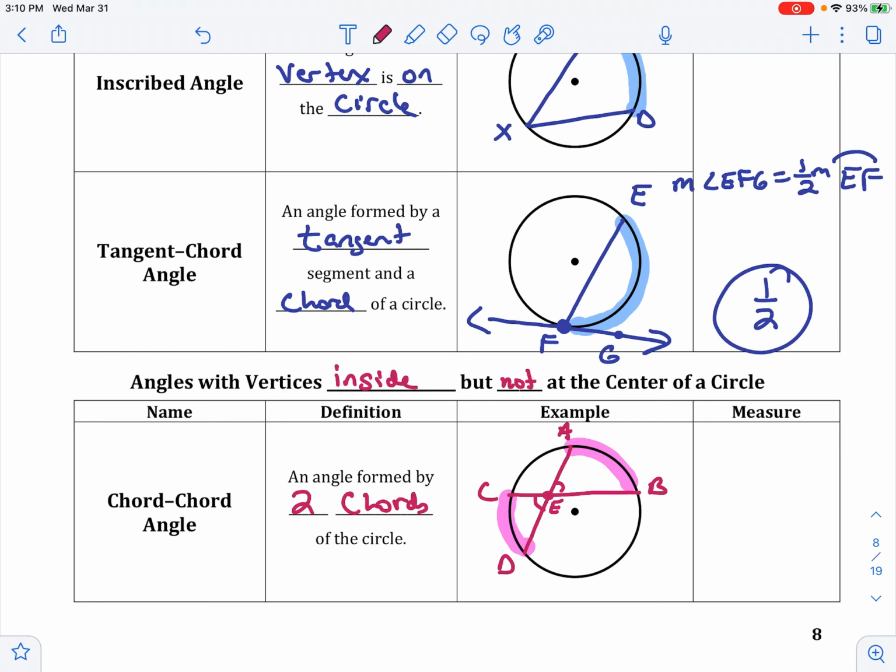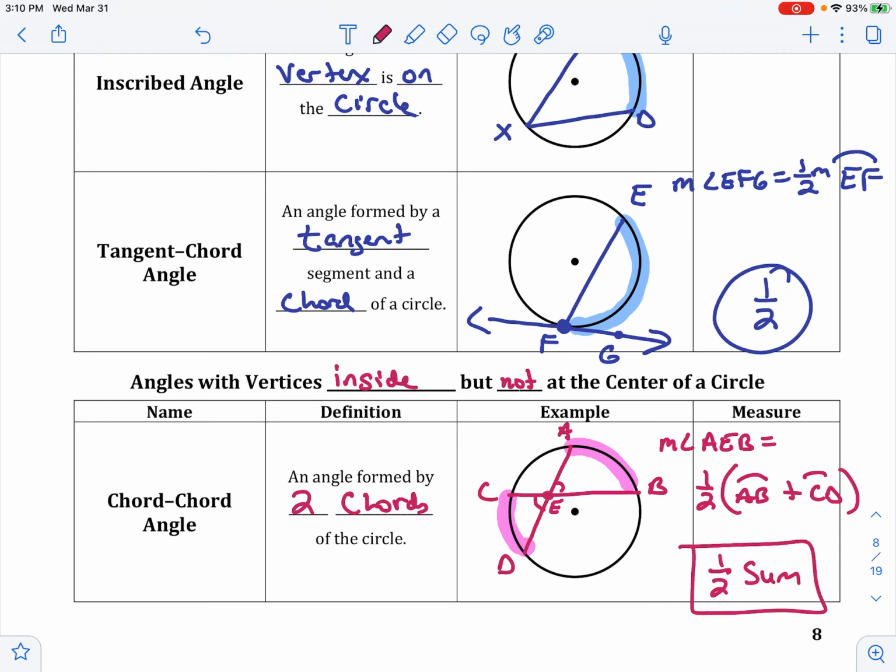And the way we're going to find the measure of angle E, in this case we'll call it angle AEB, it's going to be equal to half, and we're going to have to add the 2 arcs together, so it's like half the sum of the arcs. So we're going to take arc AB plus arc CD. So we say the measure of the angle is equal to half the sum of the intercepted arcs. So that's really our third scenario.